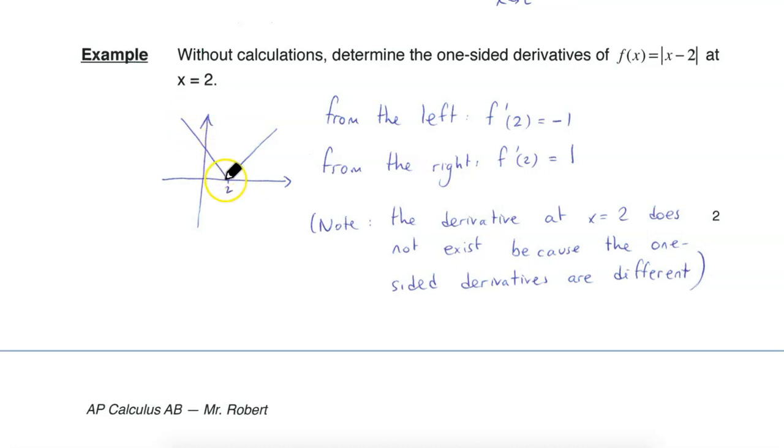If we make the sketch of f of x equals the absolute value of x minus 2, this is what we get, and we realize this part of the graph is y equals x minus 2, so the slope is 1. On the other hand, this part of the graph is actually the graph of y equals negative x plus 2, so the slope is negative 1. Therefore, from the left, the derivative would be negative 1. From the right, the derivative would be positive 1. And given that these two values do not agree, we say that the derivative at x equals 2 does not exist, because the one-sided derivatives are different.